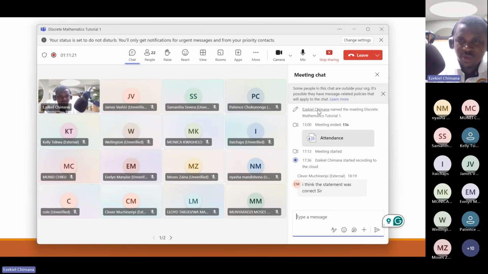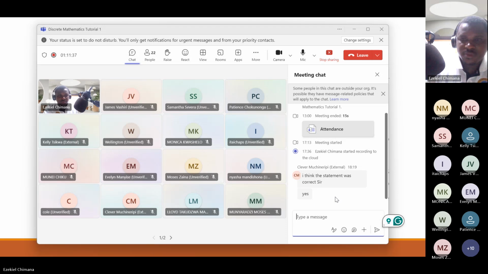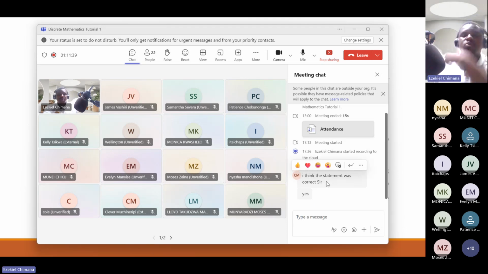I think the statement was correct to say, on the issue of the pigeonhole principle, it's supposed to be at least 1 or at least 2. Is it at least 1?